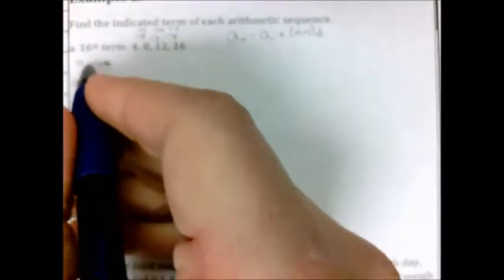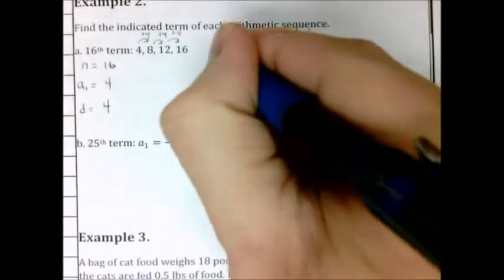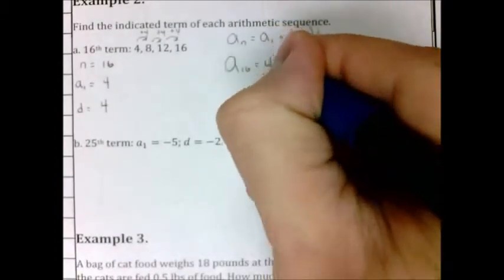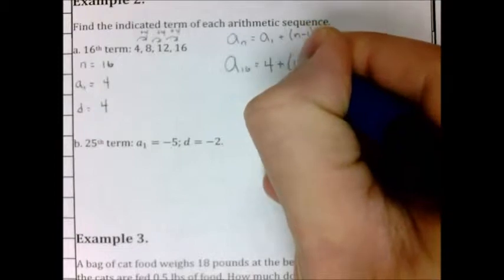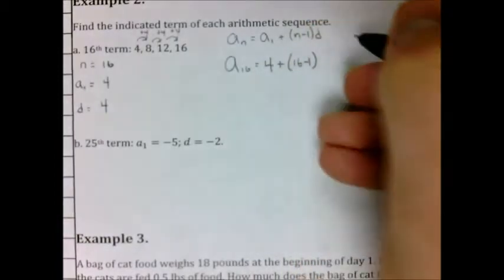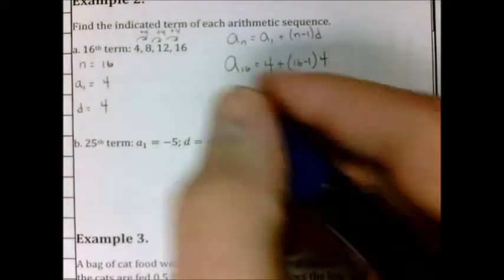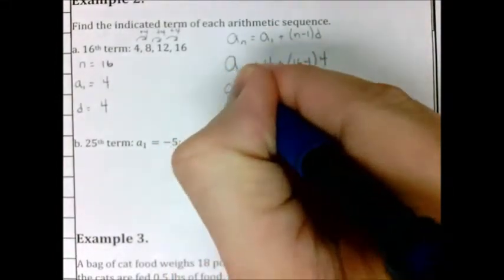Okay, we know n, the one that we're solving for, is 16. So a sub 16 is equal to our first term, which is 4, plus 16 minus 1 times d, which is 4, right? Okay. Now simplifying this problem. a sub 16 is equal to 4.